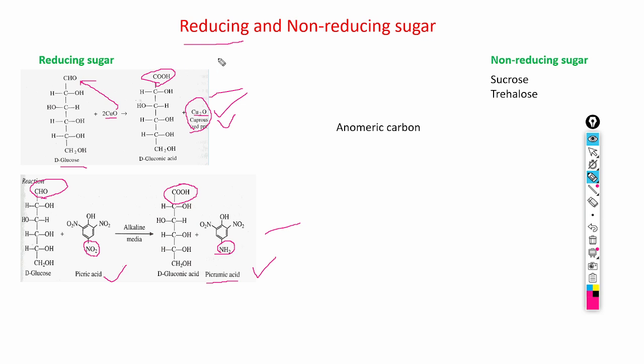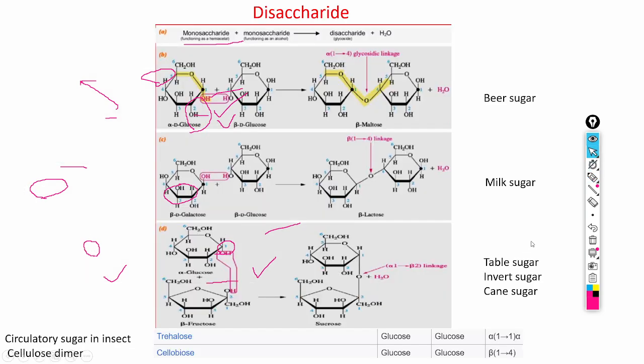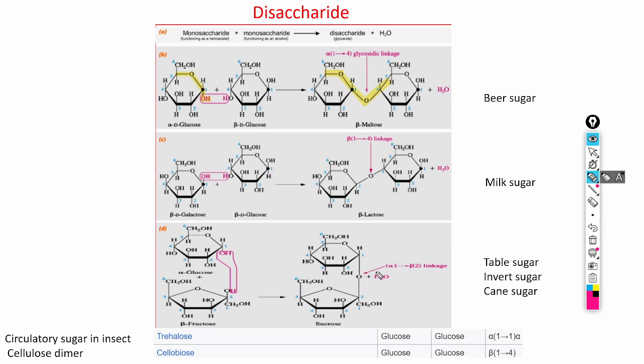Now come again to the previous slide. I have told earlier that in sucrose there is no anomeric carbon found. That means no molecule can be added to it, so sucrose cannot reduce any molecule, but lactose, maltose and all other carbohydrates can reduce molecules.